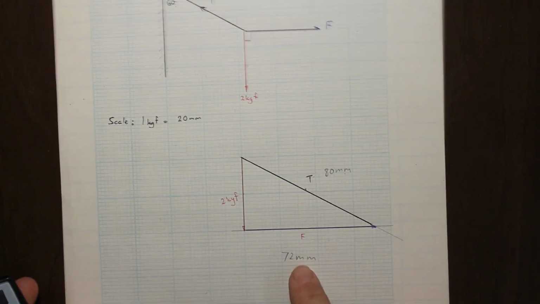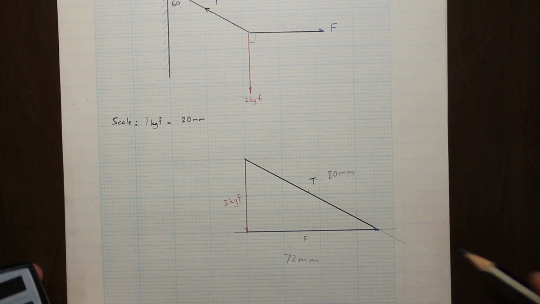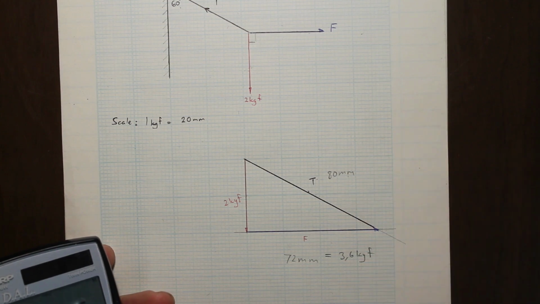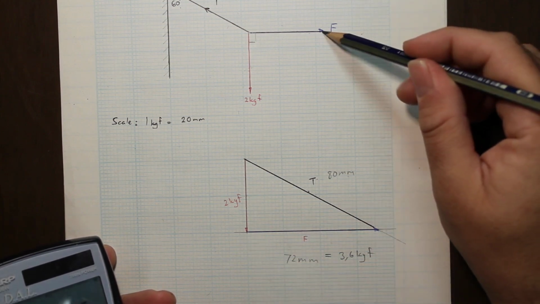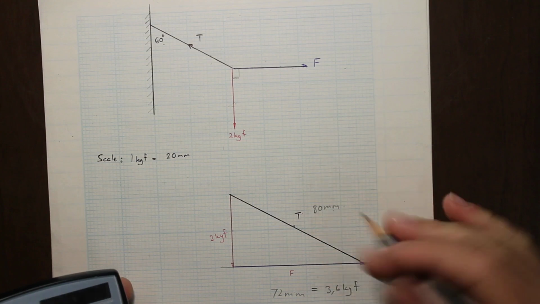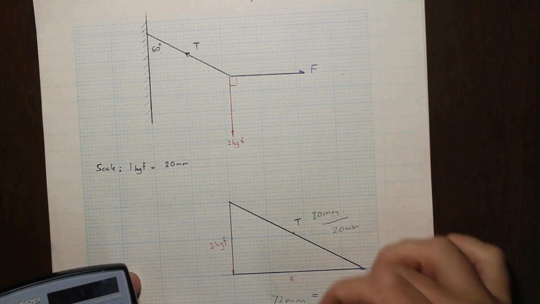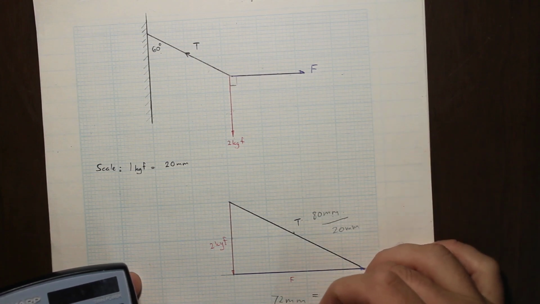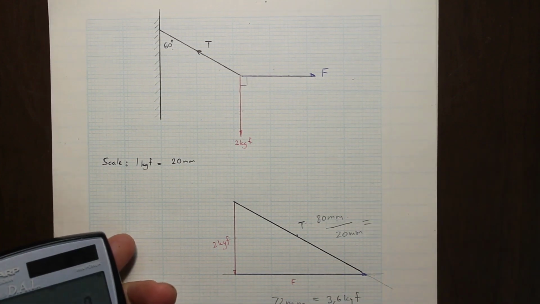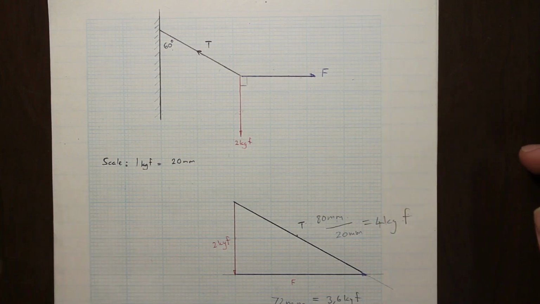And I'm going to do the first one here, 72 divided by 20, because 20 is my scale. And I'm going to get 3,6 kilograms of force. See, so in this F line here, there is the 3,6 kilograms of force. And in this one, I'm also going to divide by 20 millimeters. So I've divided this one also by 20 millimeters here. So that's going to be 80 divided by 20, and I'm going to get 4 kilograms of force. And that's it.